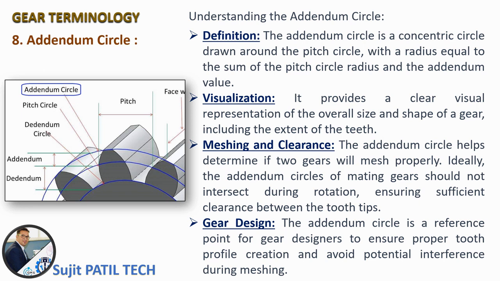Gear design. The addendum circle is a reference point for gear designers to ensure proper tooth profile creation and avoid potential interference during meshing.